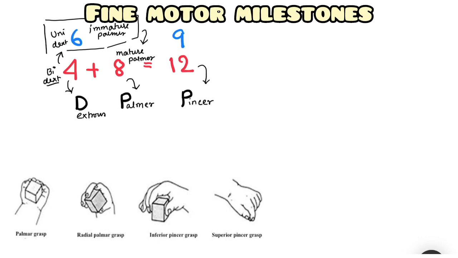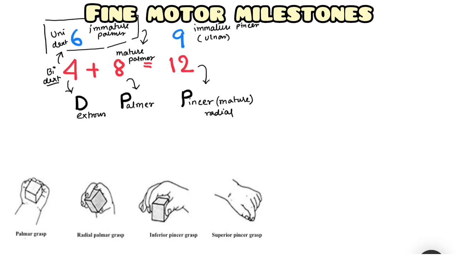Then we come to 12. At 12, we have pincer grasp. Now at 12, there is a mature pincer grasp. That is your radial pincer grasp. And at around 9 months, there is an immature pincer grasp, which is ulnar pincer grasp. So this part becomes a bit tricky to remember, I understand.